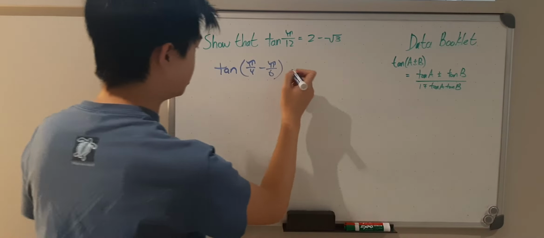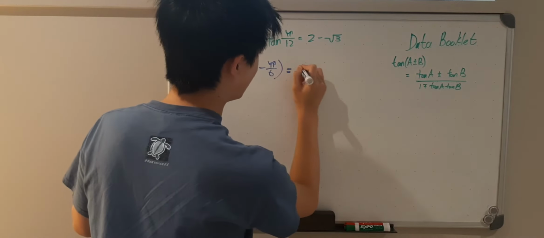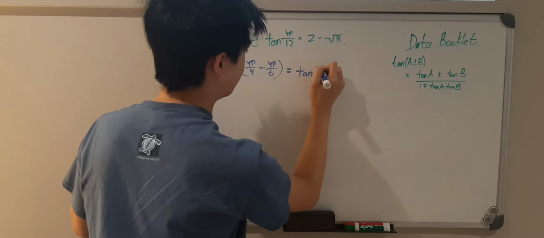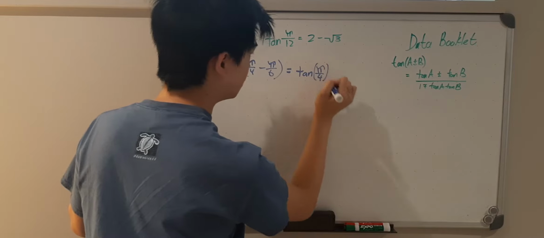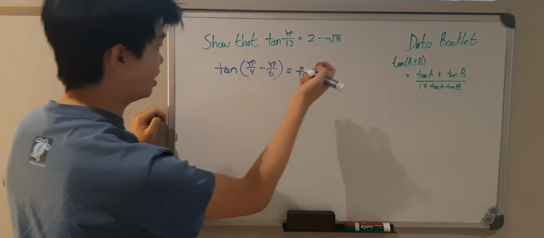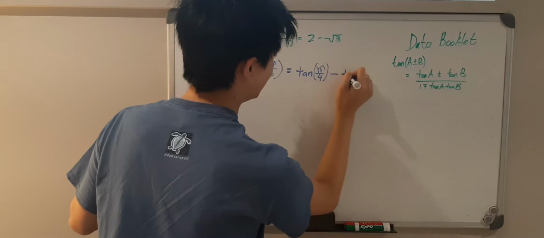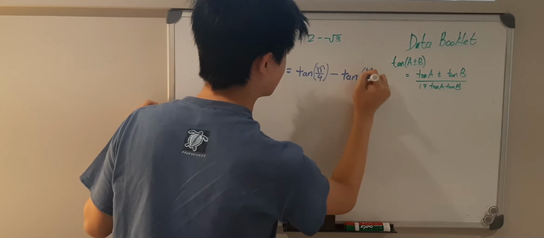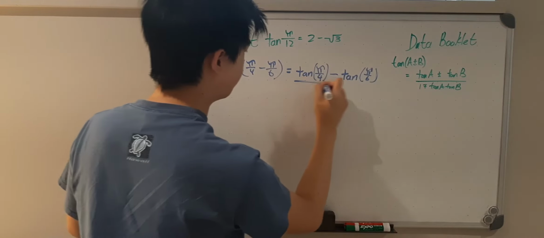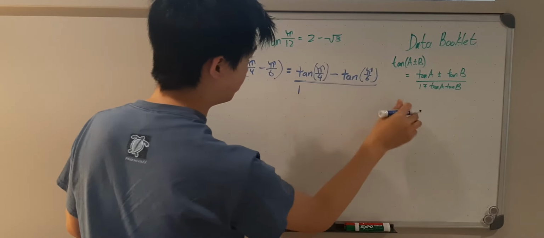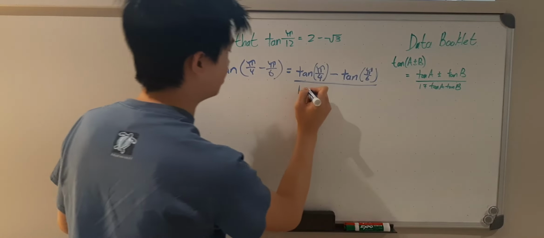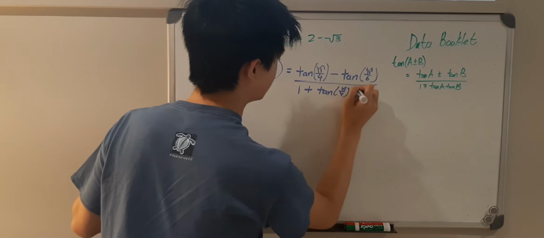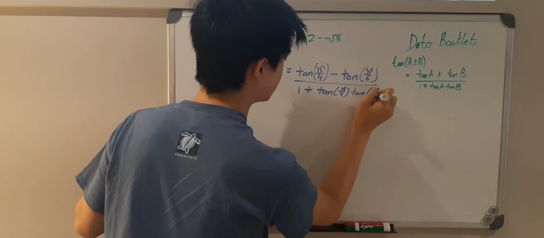Okay, and that would be equal to a tan, and since we have a minus here, okay, so tan pi over 4. Now it's plus or minus. Since we did minus here, we're going to do a minus here. Minus tan, and our b is pi over 6. That's over 1 minus plus. So since there's a minus here, we'll do a plus. Plus tan pi over 4, tan pi over 6.